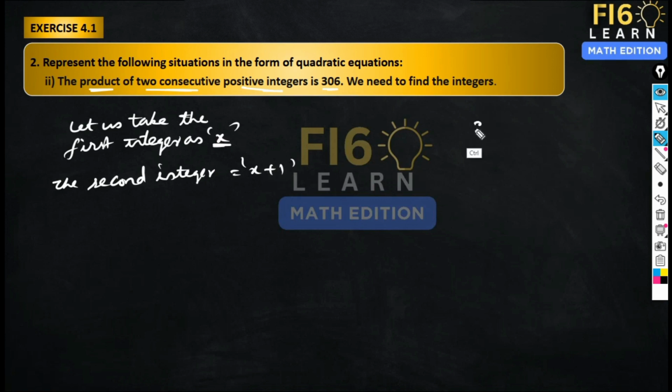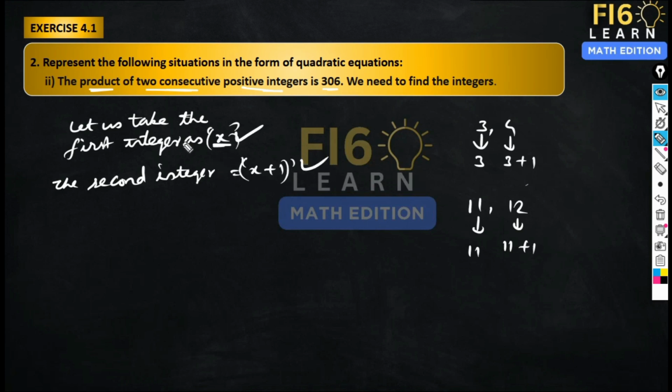If you can't understand this, I can tell you an example. If you take 3 and 4, the first number you can write as 3, and the second number you can write as 3 plus 1. If you take 11 and 12, the first number will be 11 and the second number will be 11 plus 1. In the same way, the first number is taken as x and the second number is taken as x plus 1. As per the question, if you multiply these two integers you get their product as 306. The first number is x and the second number is x plus 1, and their multiplication is equal to 306. This is given in the question.